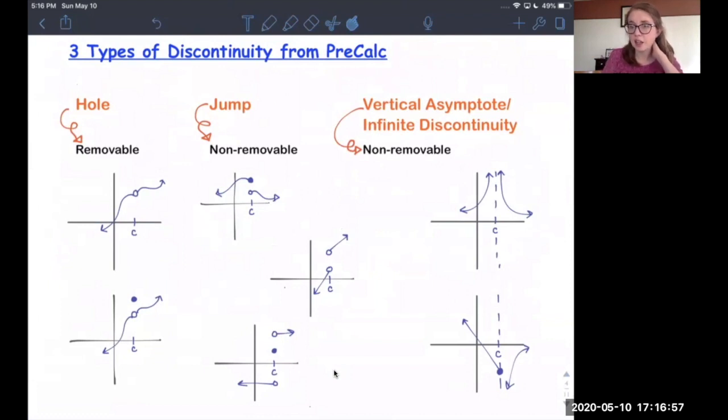And in calculus terms, these three discontinuities are actually split up into two further categories. A hole is called a removable discontinuity. And so there are two types of holes. One is where there's an open circle and there's no y value. The other one is an open circle with a y value in a different place, the second picture that I have drawn.